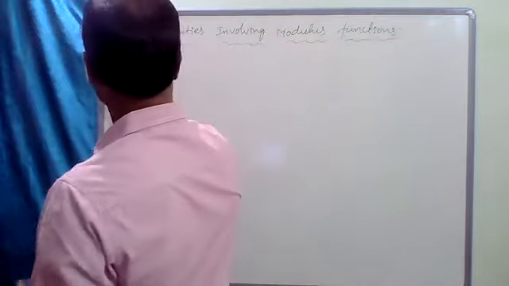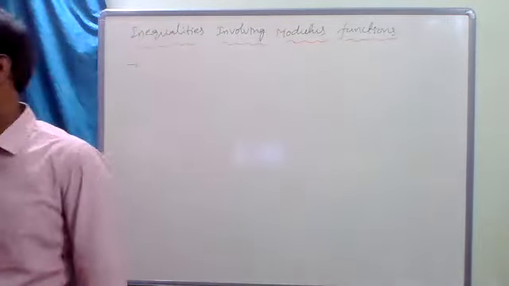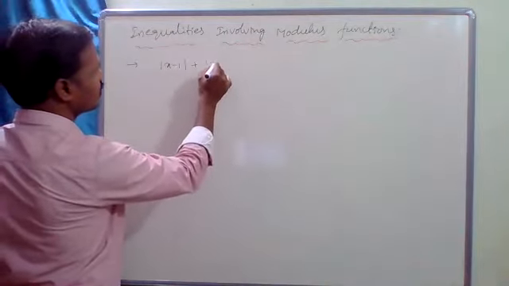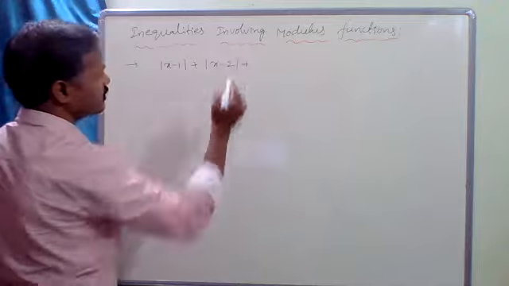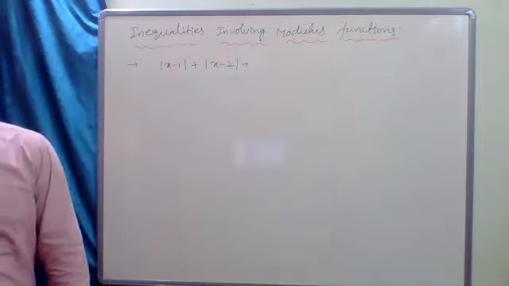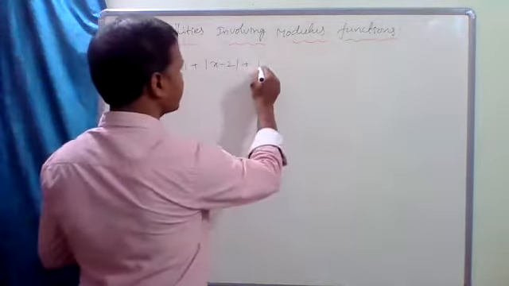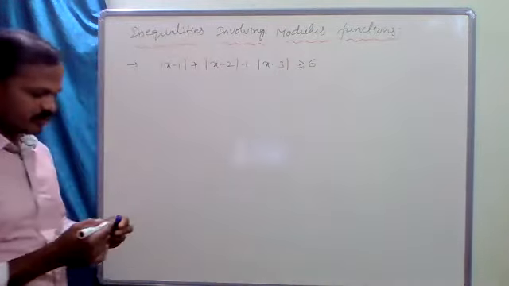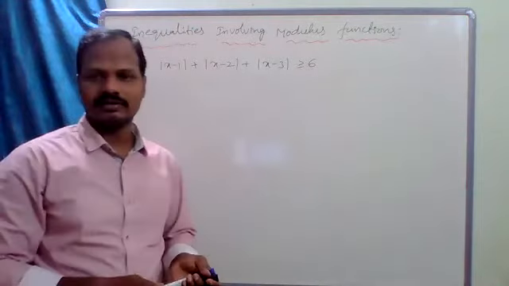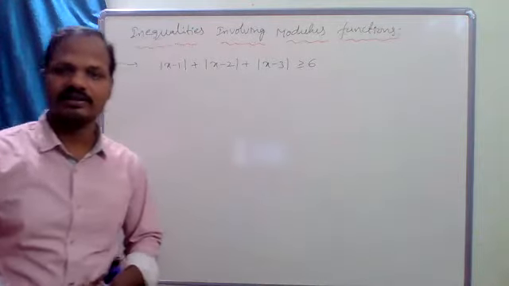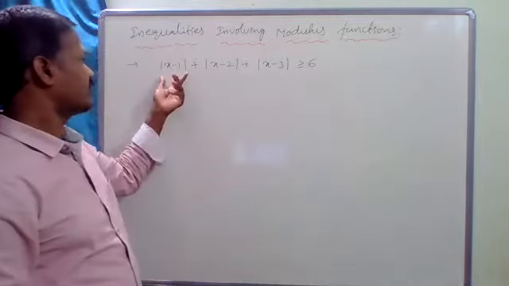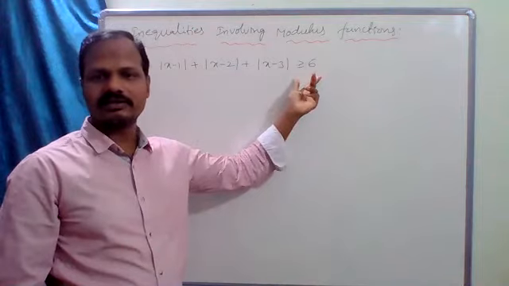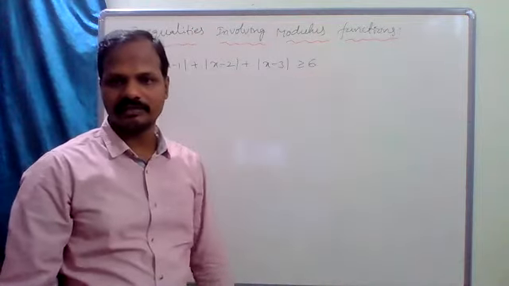So the problem is: |x - 1| + |x - 2| + |x - 3| is greater than or equal to 6. Find the value of x. That is the problem.